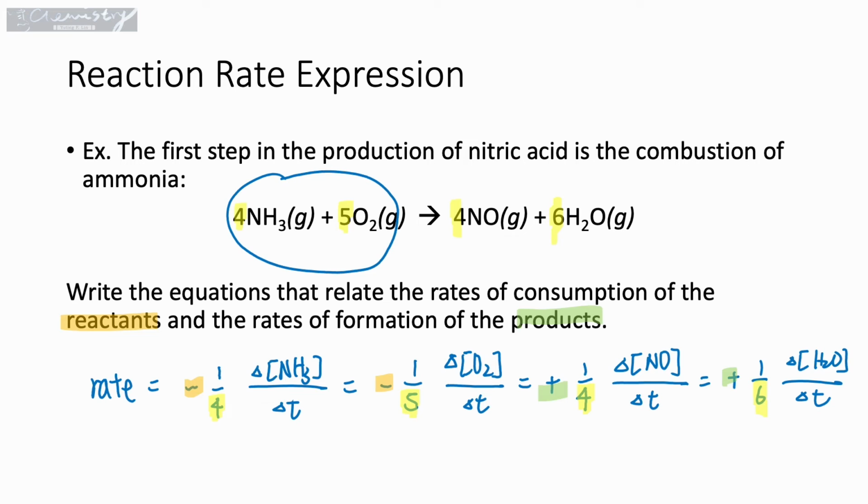If we think about it, the rate of ammonia being used is going to be the same as nitrogen oxide being produced, because when 4 of them are used, 4 of them are being produced. So when 5 oxygen is being used, 6 water is being produced. Same idea, and that's why we can use the coefficient to express our relative rates.